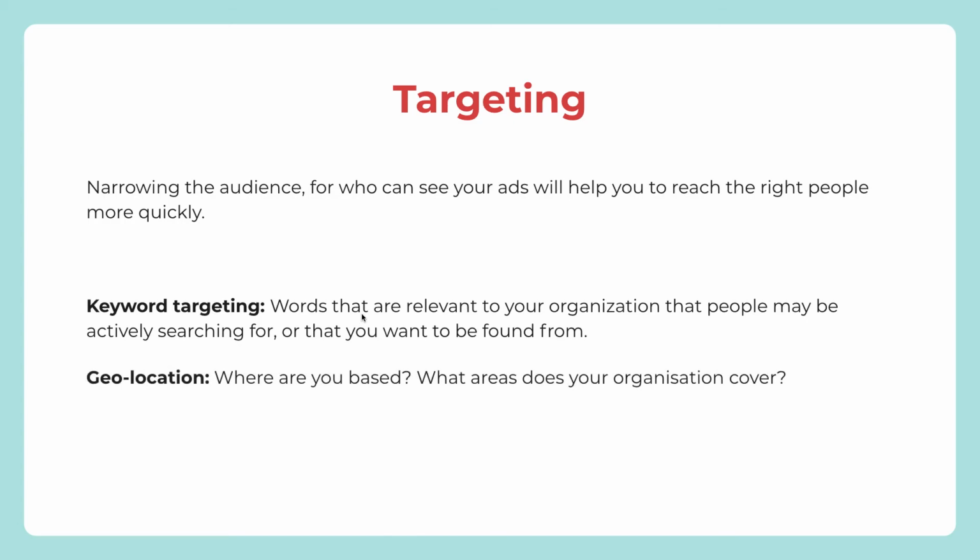The second thing we're going to use is geolocation. So where are you based? What areas does your organisation cover? Where is your supporter base located? And we can limit the campaign to show only in those relevant areas.